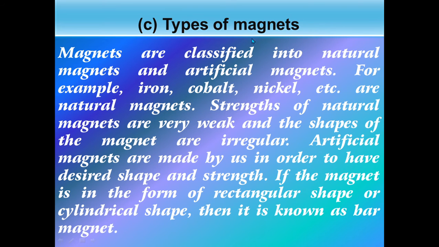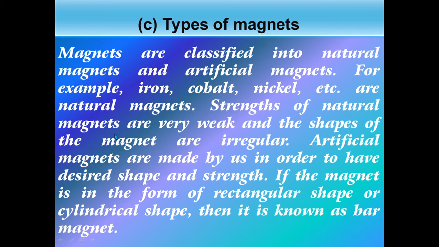The next topic is types of magnets. How many types of magnets? There are 2 types of magnets. Magnets are classified into natural magnets and artificial magnets. For example, iron, cobalt, nickel, etc. are natural magnets. Strength of natural magnets is very weak. This is a very important point.